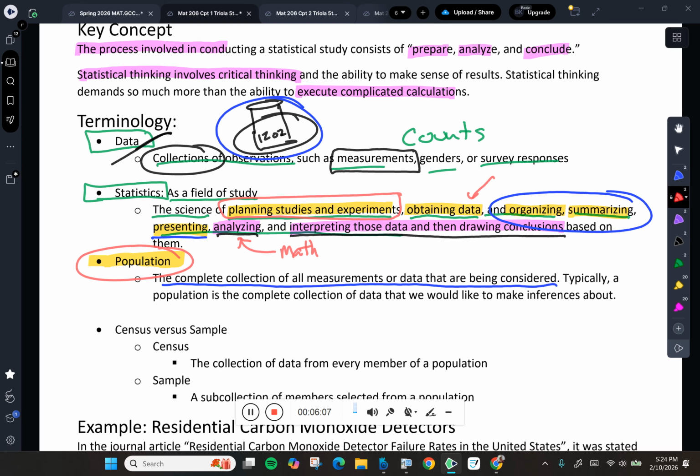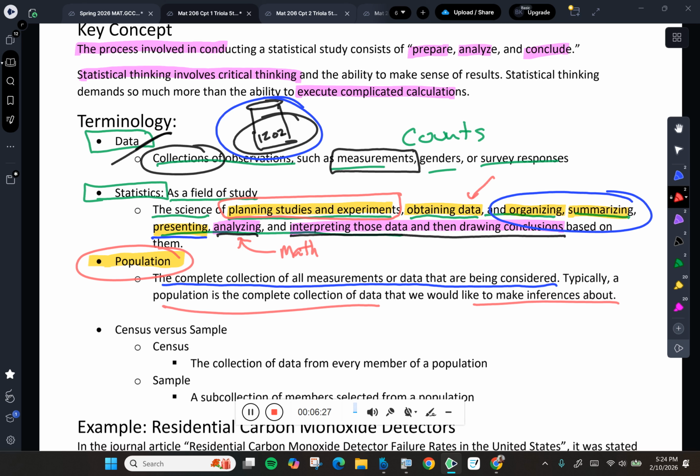We'd like to make inferences about a population. We'd like to have that complete collection of data. Rarely is it realistic to have it. I can't measure how much soda is in every single can. It would be too costly. There's just too much time that it would take, too much money that it would take.